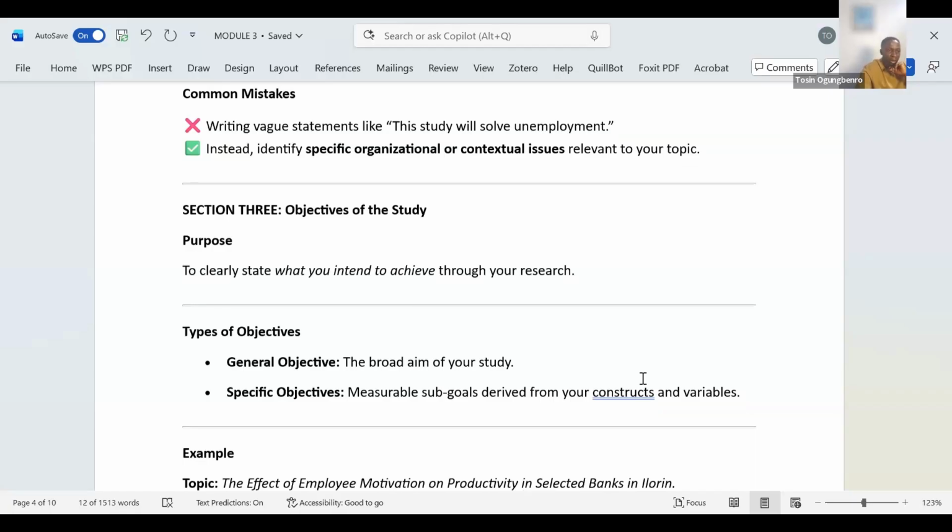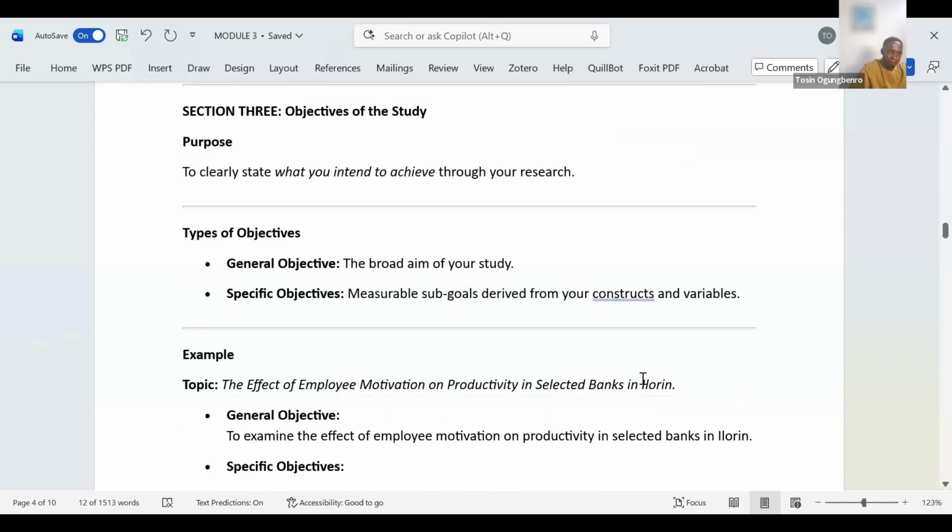Section 3, objectives of the study. What I'd like to touch on in objectives is, here I wrote general objective and specific objective. General objective typically means aim. That's your aim for the study. Not like maybe three lines, but an overarching aim of your study, that you draw from your topic.